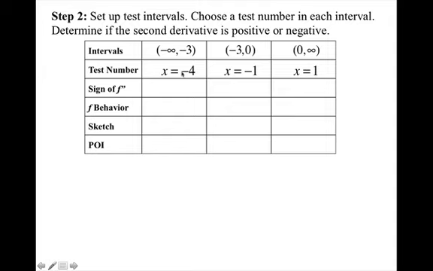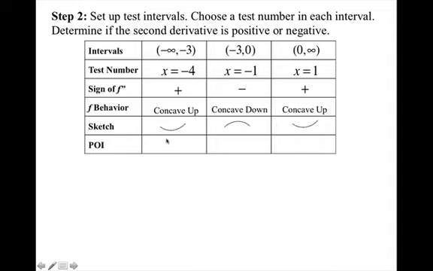Now I plug in each of these x values into the second derivative, and I look at the sign. So I plug in negative 4, I get a positive. Negative 1, I get a negative. And on 1, I get a positive. So what this tells me is that f is concave up on this interval, concave down on this interval, and concave up on this interval. So if I wanted to sketch what this looks like, that means concave up, concave down, concave up.